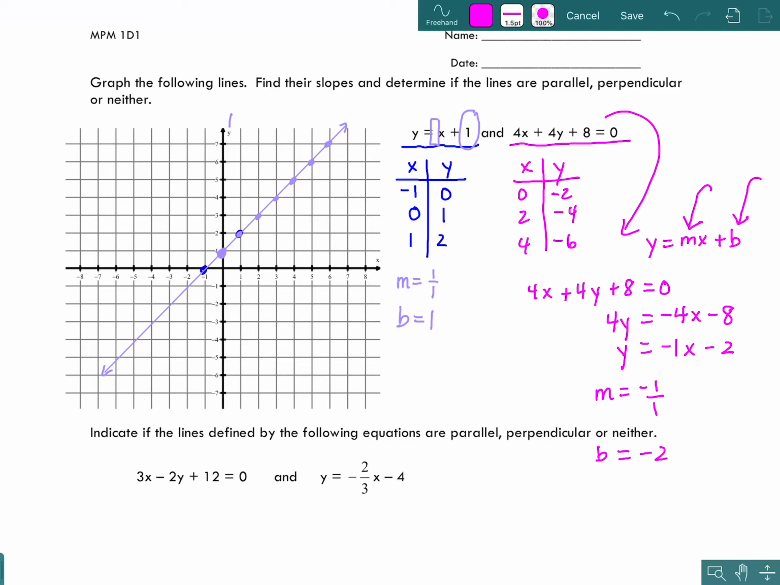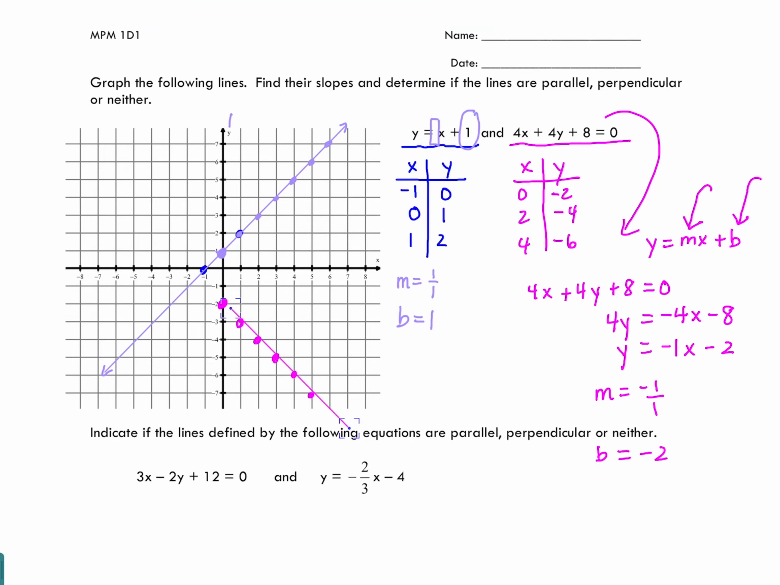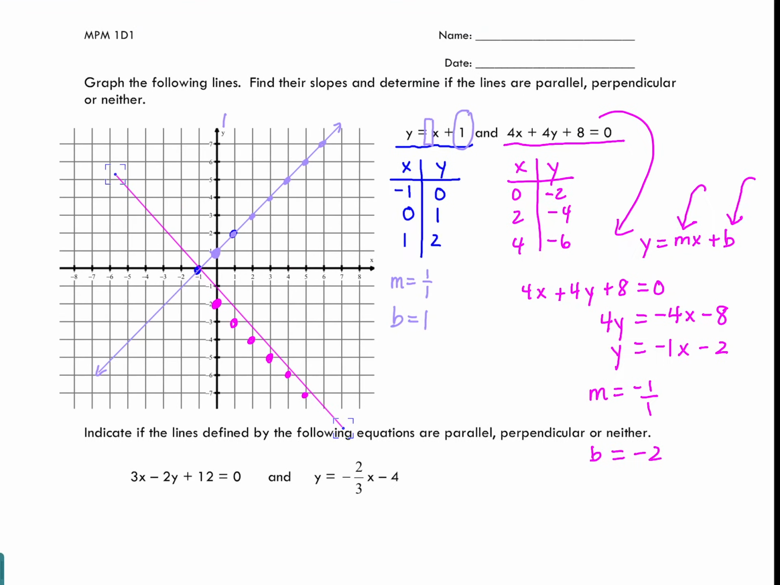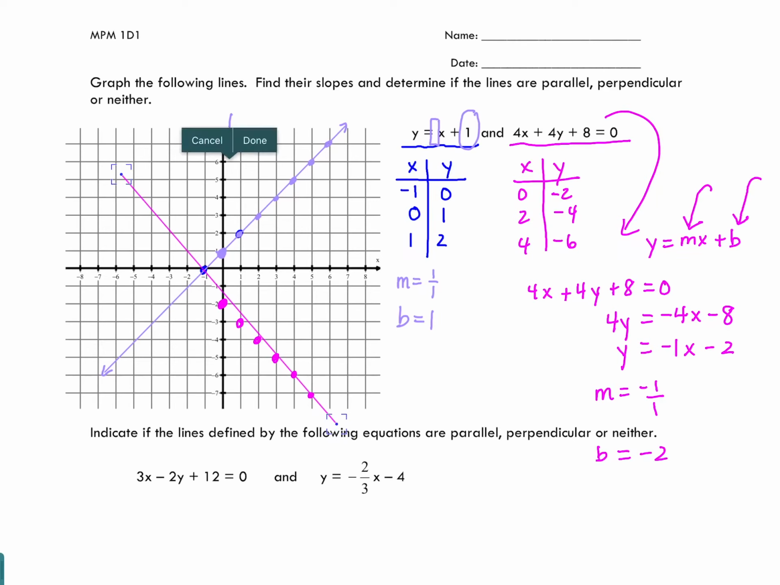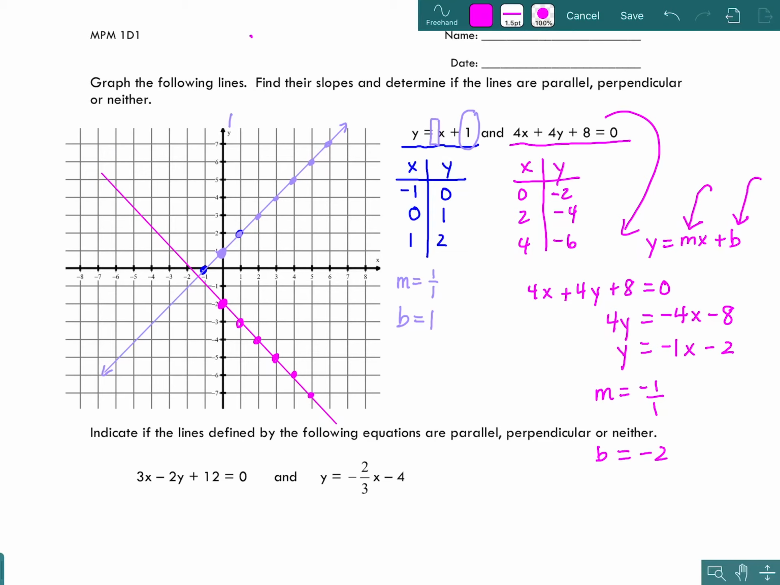So if we go over to the graph and look at -2 as our y-intercept, and then our slope is -1, so we'll count down 1 and over 1. Then we count down 1 and over 1 again, and we can keep doing that till we have a bunch of points here. We join them with a ruler. And we have graphed the lines.